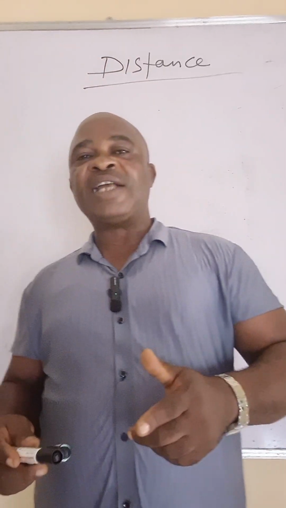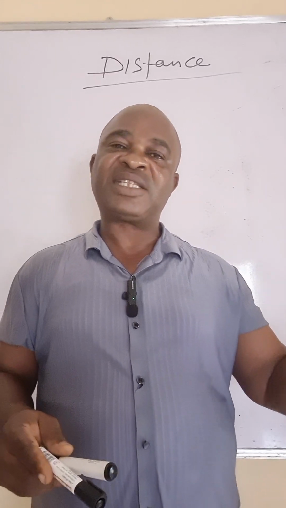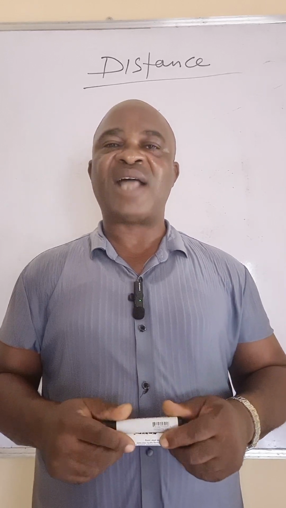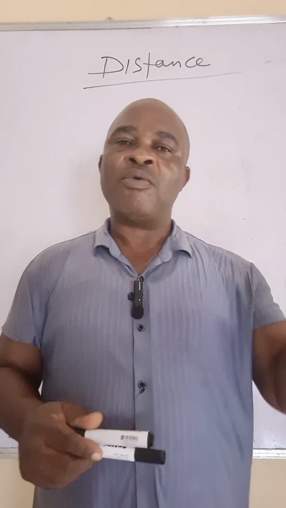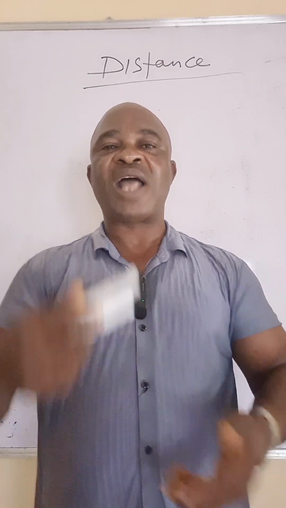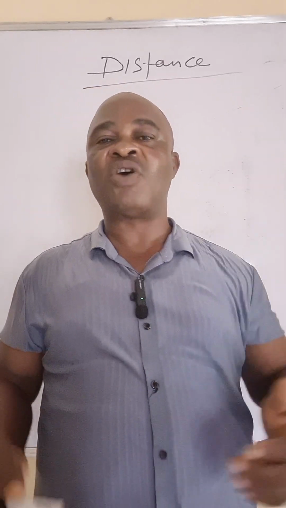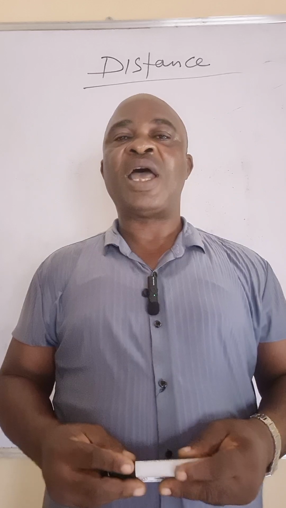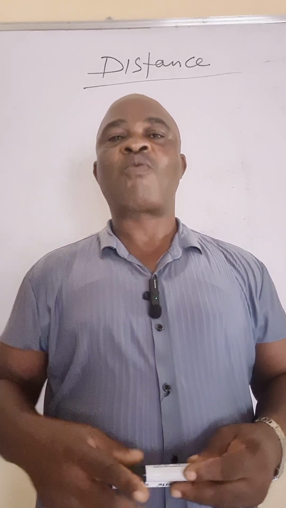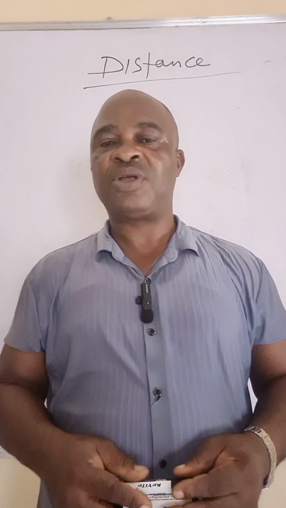But then there are similarities that are associated with distance and length. Both are scalar quantities, meaning that they have only magnitude, but they don't have direction. They have only size. We can talk about their size, but we can't say this is the direction of it. So both length and distance are scalar quantities.